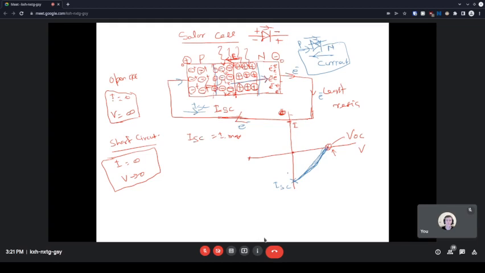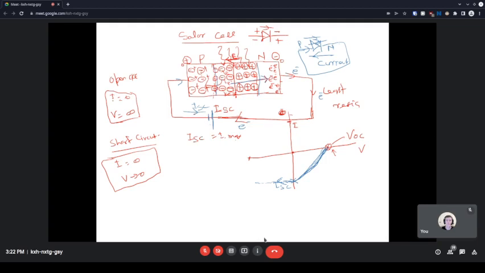If not, then what about here? What about if you are going to push negative potentials here? If you are going to give the negative potentials here, then what is going to happen? Say this is P to N and N to P, then what is going to happen?